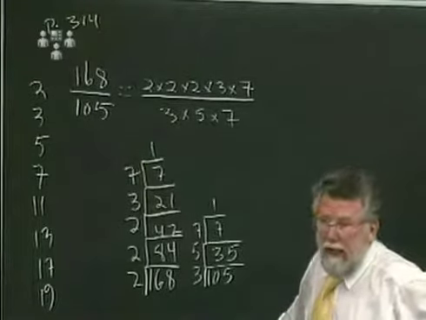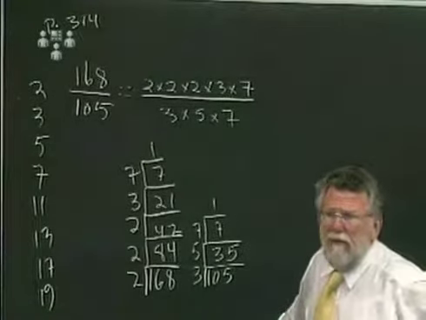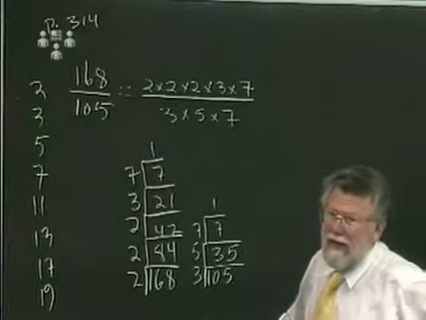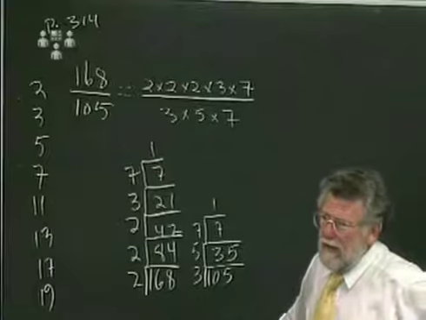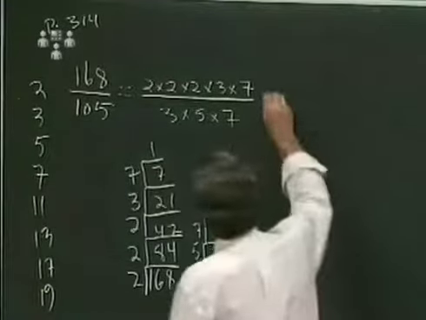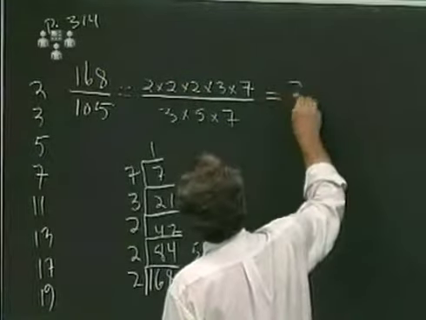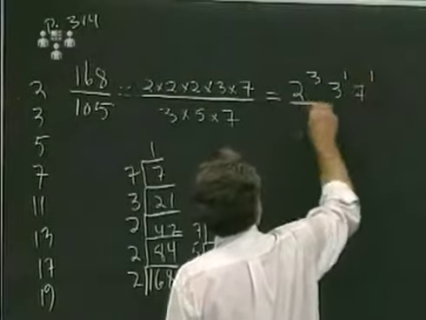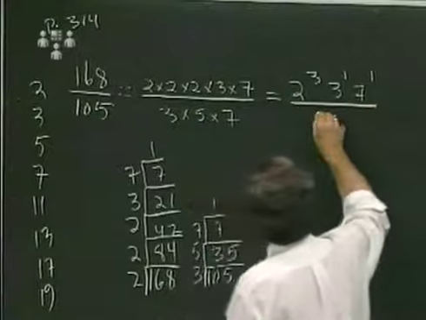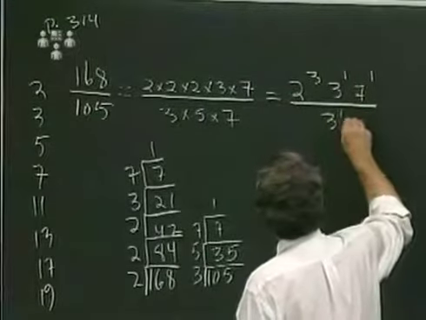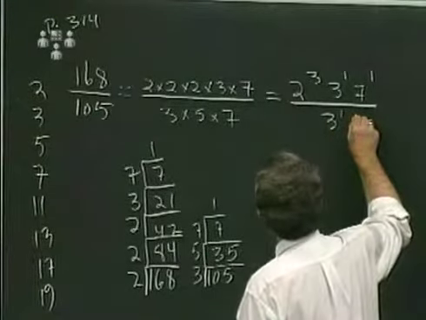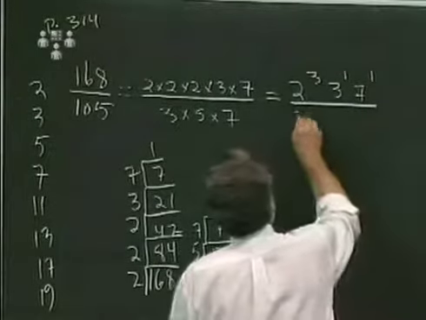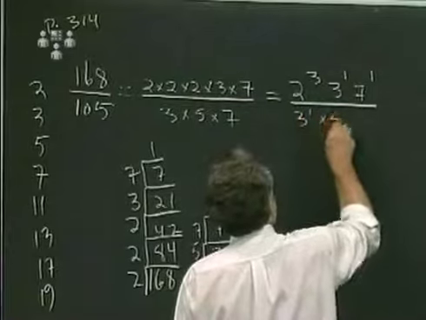Now before I cancel out the common prime factors, I'm going to rewrite it with exponents and make a segue into the algebra. So this is 2 to the third, 3 to the first, 7 to the first. It's over 3 to the first, 5 to the first. I was going to make that in a little different order. I think I'll just stay with the order I have here.